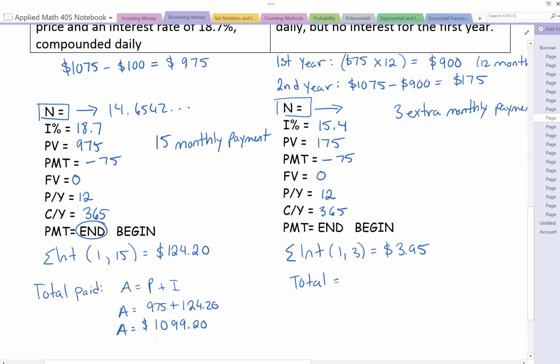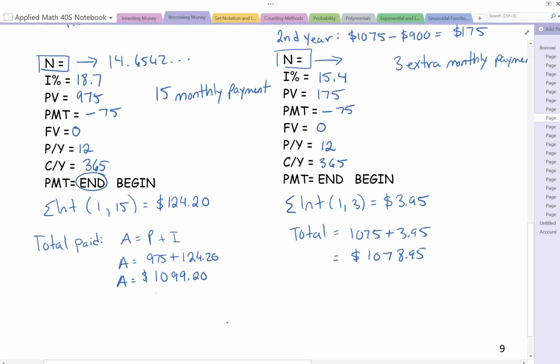So the total would be, our principal's different. It's $1,075 plus $3.95, because we didn't get that extra $100 off like we did in option A. But we got all the interest off in the first year, and we only have to pay $1,078.95. So comparing those two values, we can see that option B is better because it's less money overall.